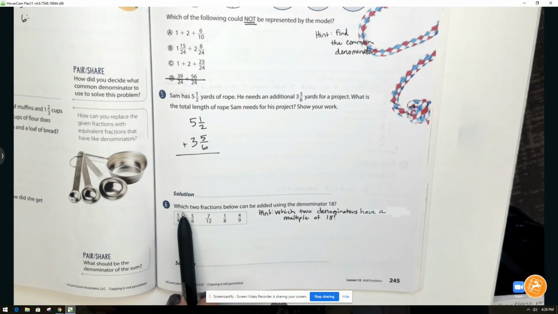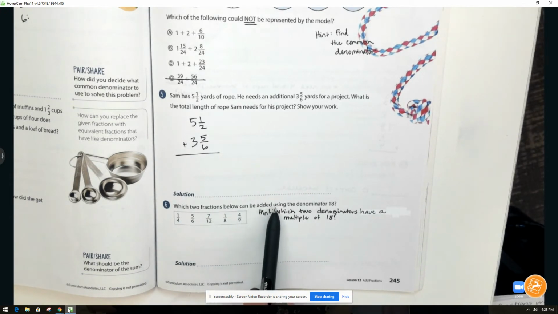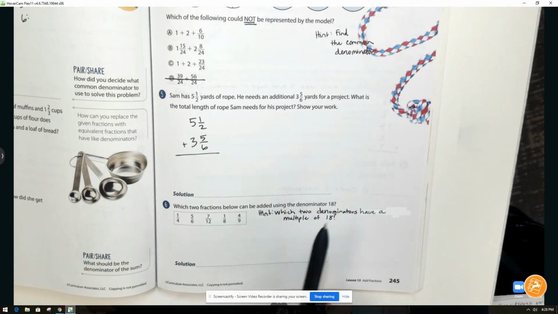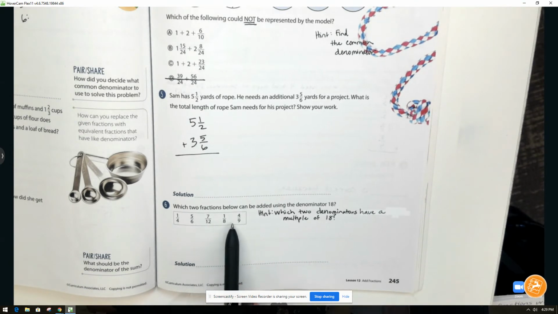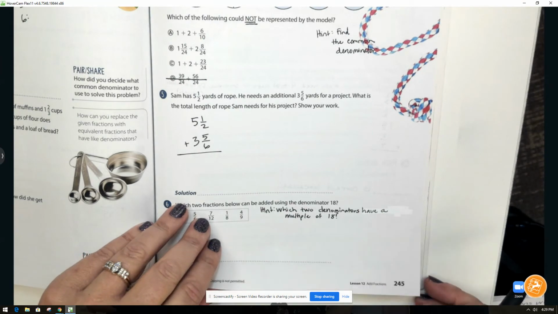Number 6, which two fractions can be added using the denominator 18? Hint, which two denominators have a multiple of 18? So if you look at all the denominators, 2 of these denominators both have 18 as one of their multiples.